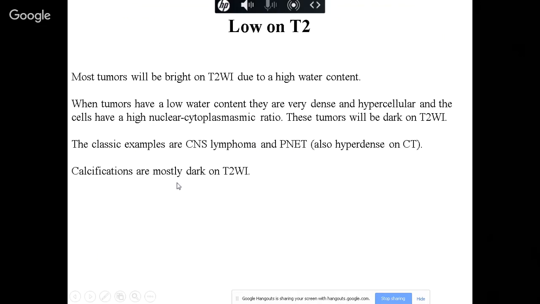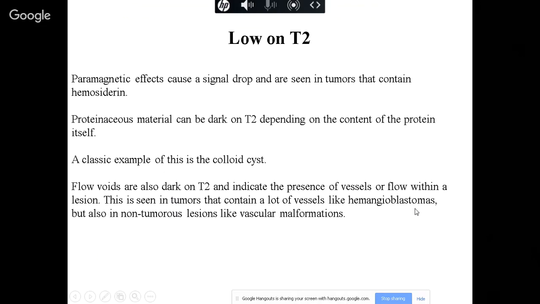Calcification is mostly dark on the T2 imaging. So that's the low on the T2, and the paramagnetic effect. That's what we talk about with these bright materials there, and the colloid cyst. Colloid cyst is always an intermediate kind of cyst. Depending on the cyst component, it will change on the T1 and T2 signal.